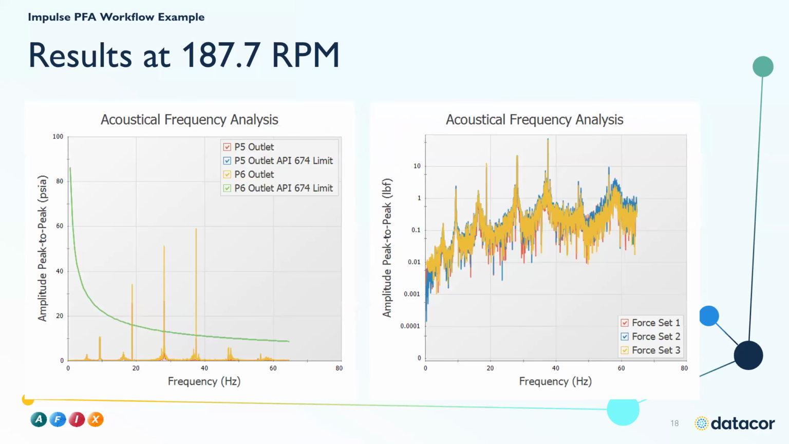So to recap the results, we identified a problematic RPM that was based on the natural resonance of the system. And the steady state pulsation analysis was performed at that RPM of 187.7, including the vibrational analysis and our API 674 compliance testing. API 674 limits were exceeded significantly at both the sensitive subsystem and at the branch. The vibrational analysis showed peak-to-peak force amplitudes around 80 pound force at this frequency. And the quality of the vibration results were also impacted by the presence of cavitation.